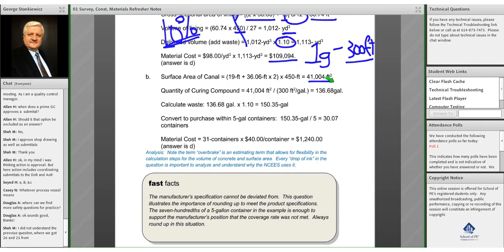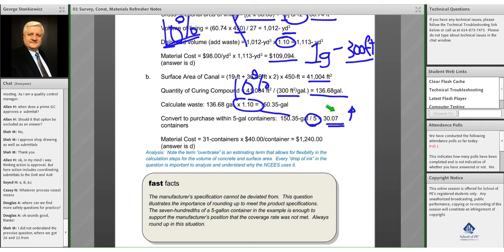So it's 41,000 square feet. It's 300 square feet per gallon, so you need 136.68 gallons. However, you're not going to forget the 10%. So you have your 10% given to you there. And you can only buy it in 5-gallon buckets. And so here I exaggerate the calculation steps. And in estimating, and we've done this before, you have to round up.